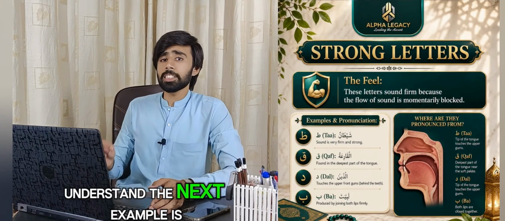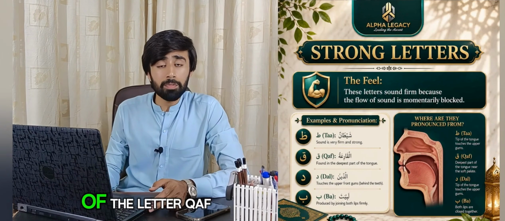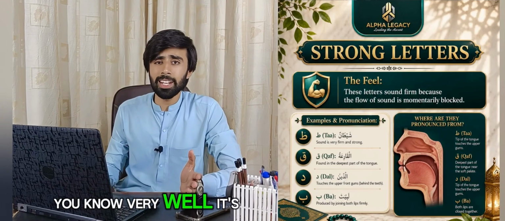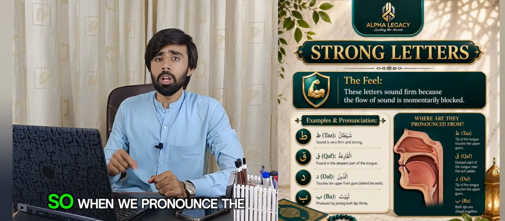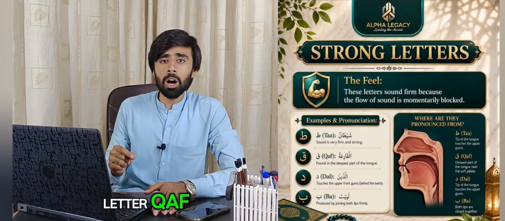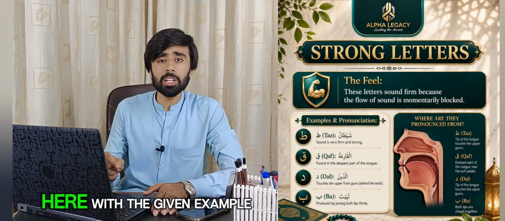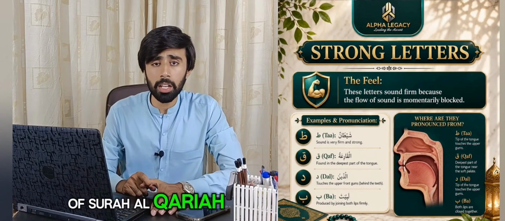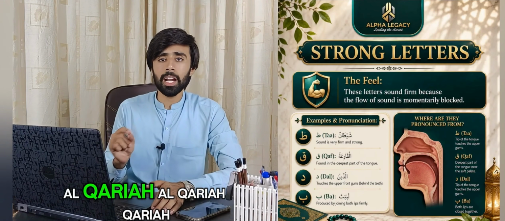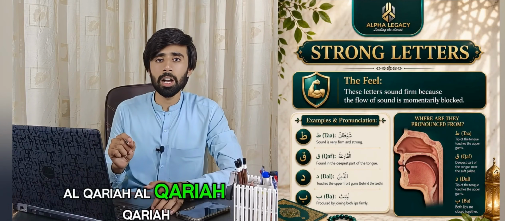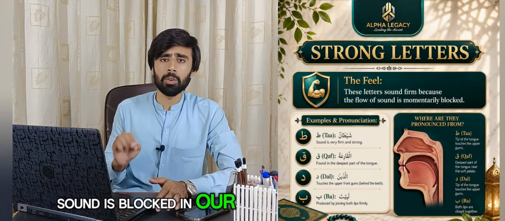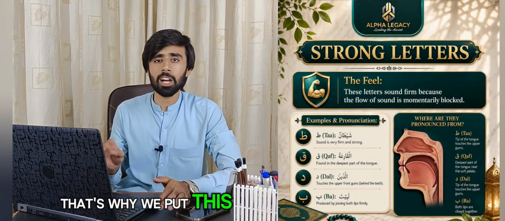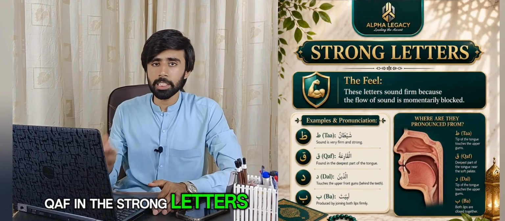Understand? The next example is of the letter qaf. You know very well its makharij, the root of the tongue is the makharij of the letter qaf. So when we pronounce the letter qaf, the sound is also blocked. Here with the given example of Surah Al-Qari'ah, Al-Qari'ah, here you can see the sound is blocked in our mouth. That's why we put this qaf in the strong letters.